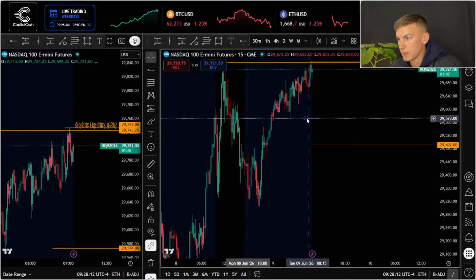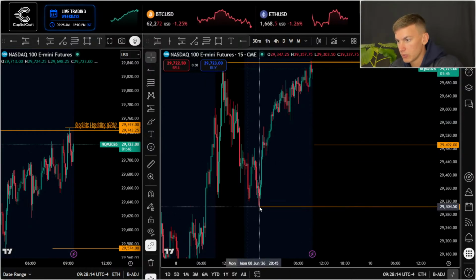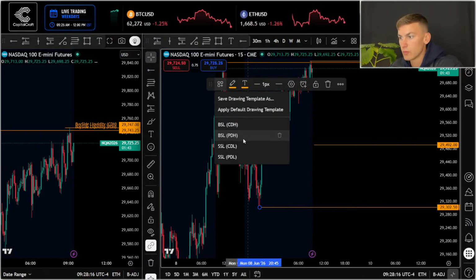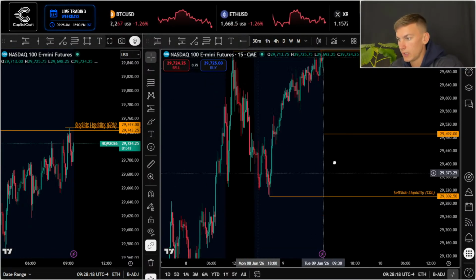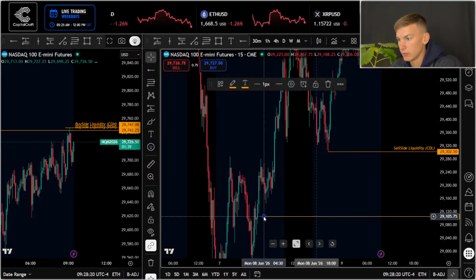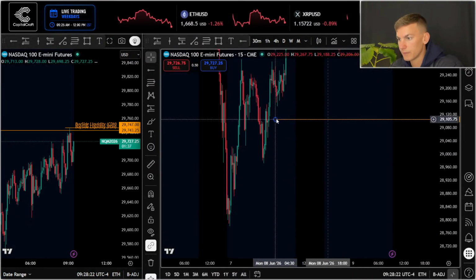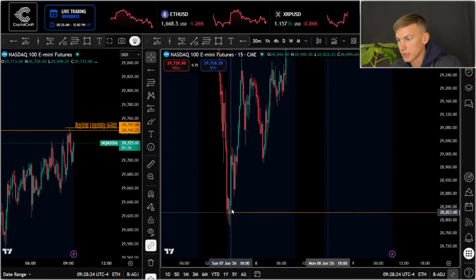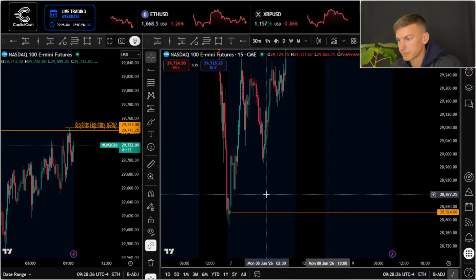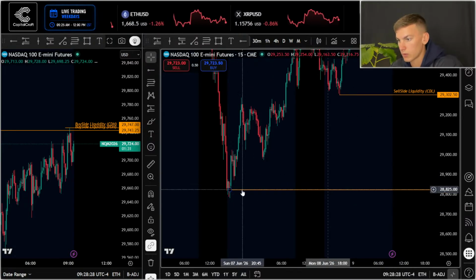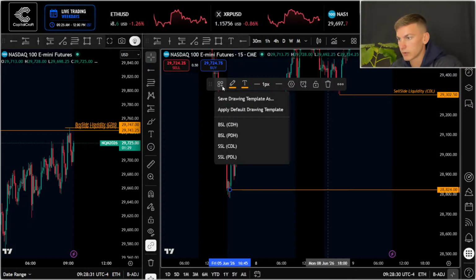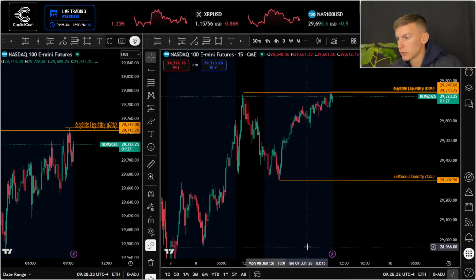Alright, now I'm quickly going to mark out my major low of today's trade session, which comes in the form of a current day low, as well as yesterday's low, which is previous day's low. Okay, now these are the two liquidity sets that I am looking at. Okay, let's mark that out as previous day's low.